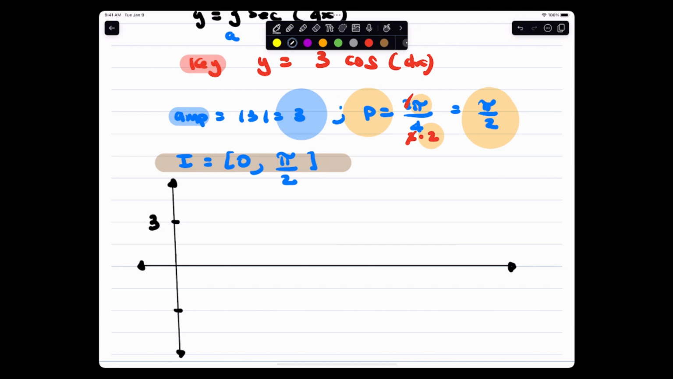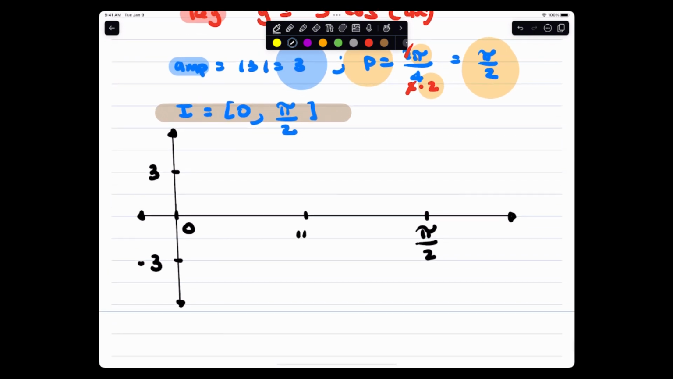Your amplitude is 3, and this will be negative 3. You start at 0, you end where? Pi over 2. Do you guys remember that? What's halfway between 0 and pi over 2? Do you guys remember how to do that? 0 plus pi over 2 divided by 2 gives you pi over 4. And then what's halfway between 0 and pi over 4? Right, 0 plus pi over 4 is pi over 4 divided by 2. What do you guys get? Pi over 8.